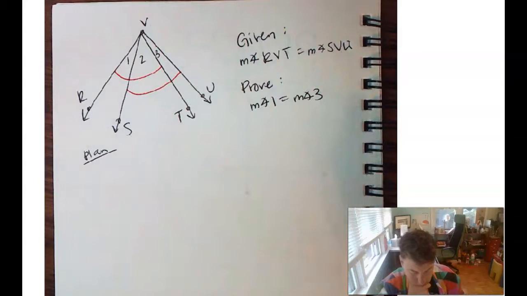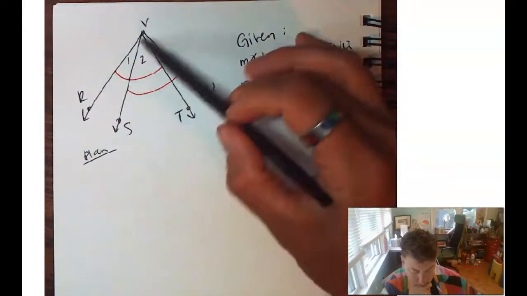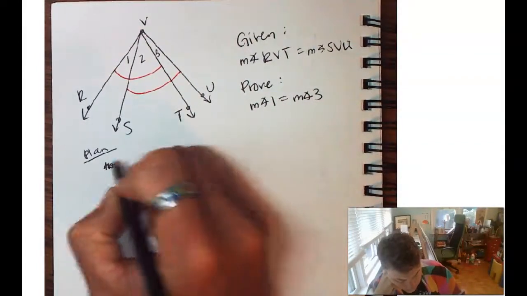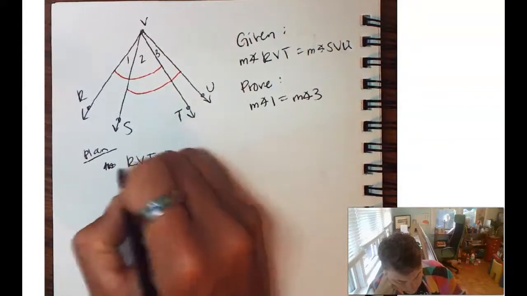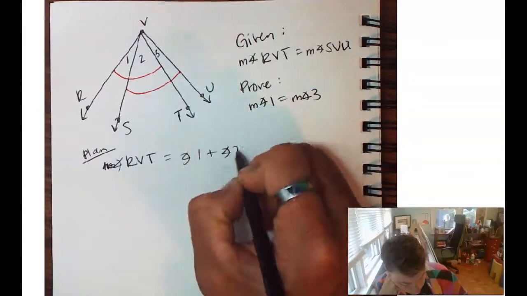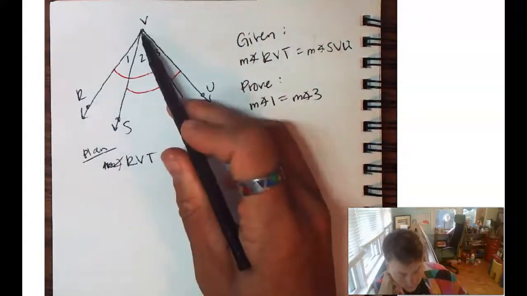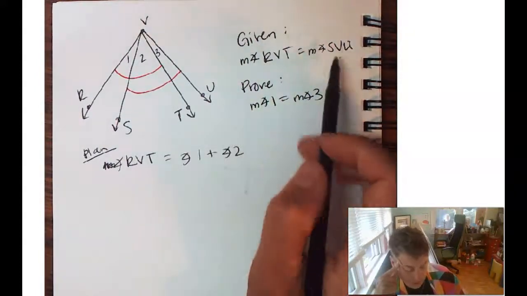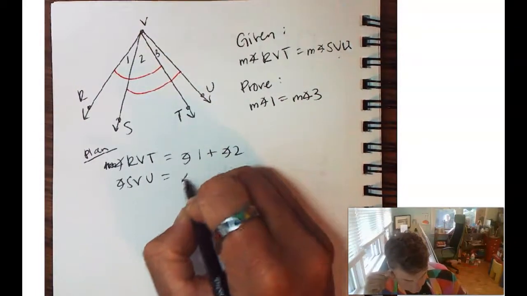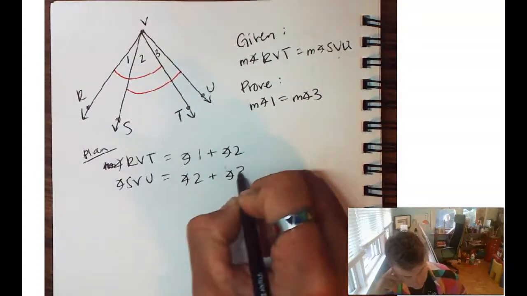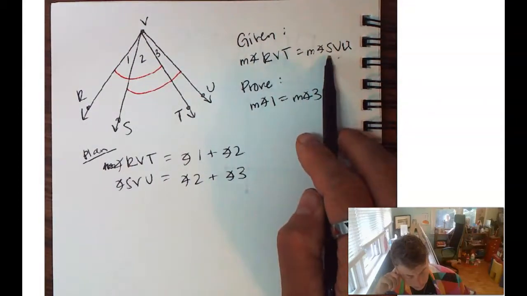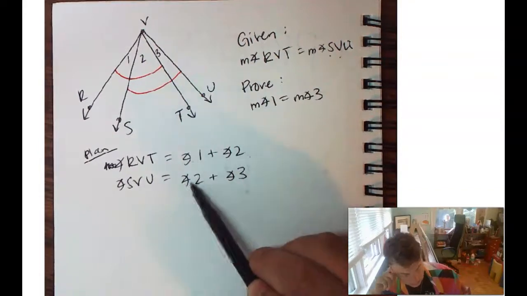RVT looks like a big angle made up of two angles. So let's write that out, see what that means. Angle RVT is equal to angle 1 plus angle 2. And we see SVU, the other angle we have information about that we're given. Angle SVU is equal to angle 2 plus angle 3. And then we know these guys are equal to each other.